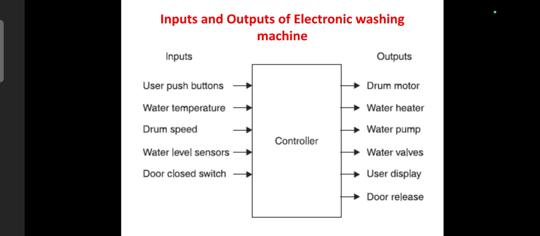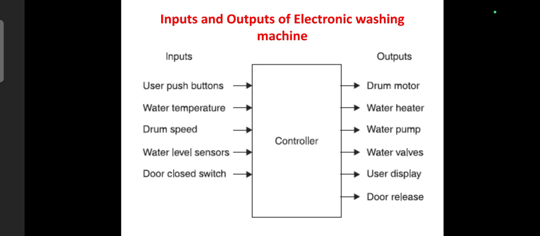This figure illustrates the various inputs and outputs involved in an electronic washing machine. The input section consists of components that provide information to the control system. These include water level sensors, temperature sensors, door switches, and program selection buttons. These devices continuously monitor the health of the machine conditions and user conditions.